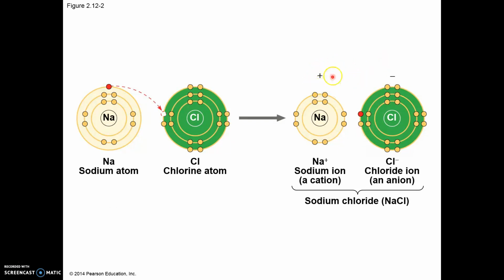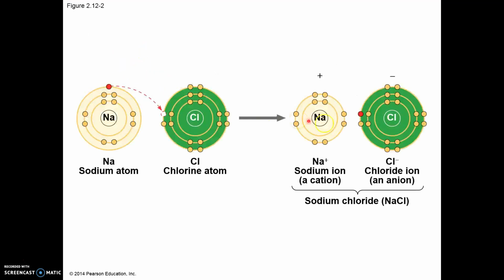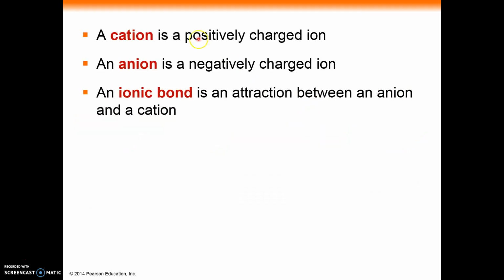Now, we have names for these charged ions. So when we have a positively charged ion, we call it a cation. Okay? When we have a negatively charged ion, it's called an anion. So here we have the anion, and here we have a cation. Something that may be useful to you is people seem to love pictures of cats, so cat is a positive thing. I don't know. That's the best I've got.